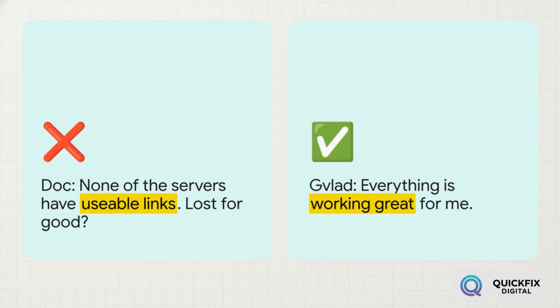Now, because this add-on relies entirely on remote M3U playlists, the everyday experience can be, well, inherently unpredictable. Let's look at a couple of real comments from June 2026 to see what I mean. On the one hand, a user named Doc writes, as of 2 days ago, none of the servers have usable links. Have we lost Dream Machine for good? Ouch, right? But then, literally just 2 days later, a user named Vlad chimes in to say, everything is working great for me. We even saw another comment noting that the repository links themselves were temporarily down at one point.